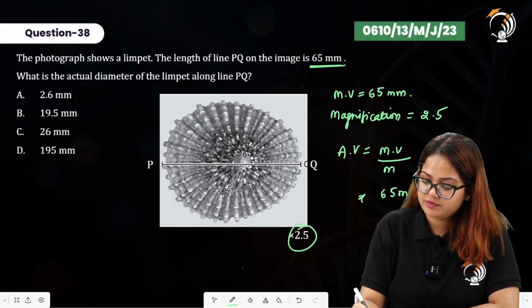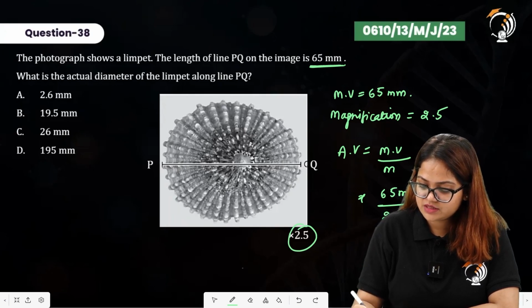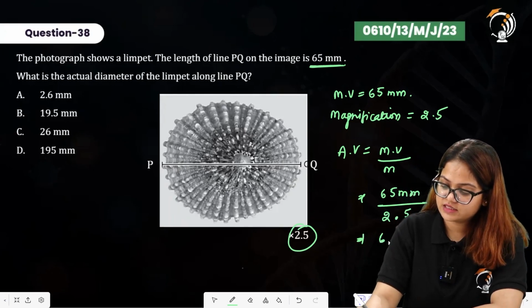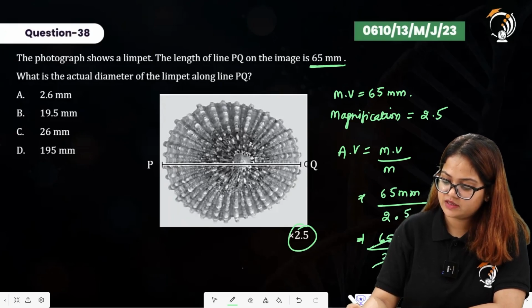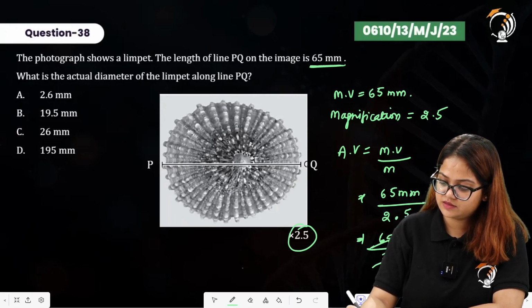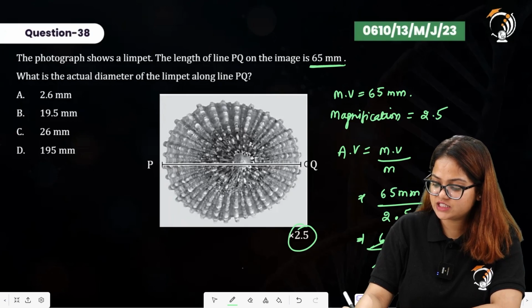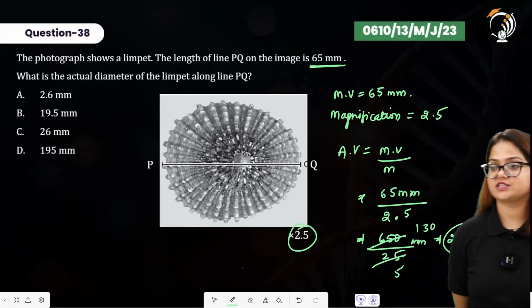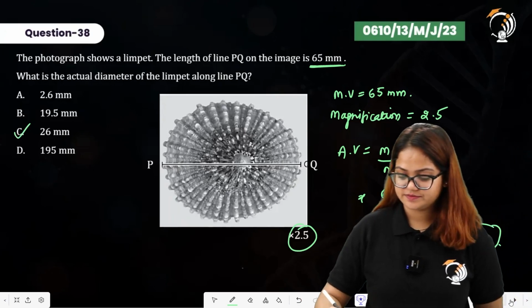65 millimeter divided by 2.5 times magnification, that is 650 by 25. This comes out to be 26 millimeter. Alright, so this is 26 millimeter. I hope you got the answer. Option C is the right answer.